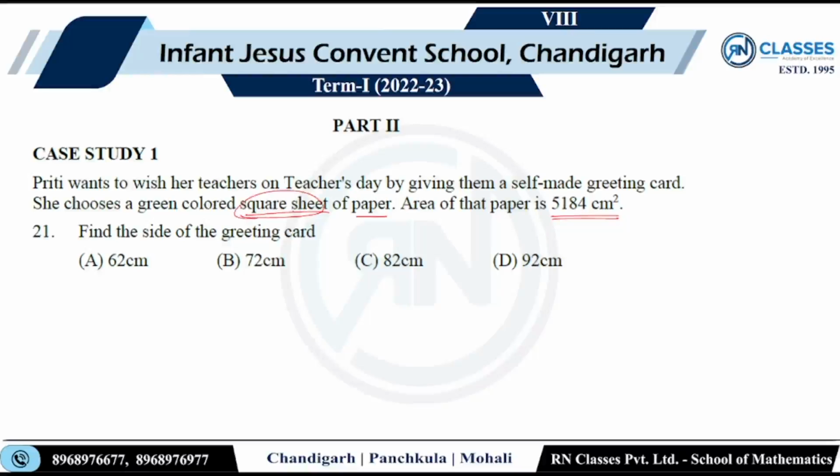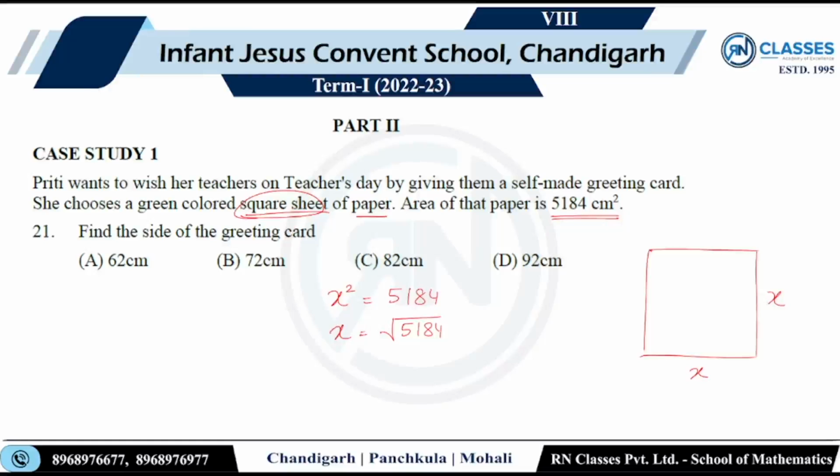It is a square sheet. Look, how is a square sheet? It is like this. Side x, both sides will be x. So what can I write for area? x square is equal to 5184. And you want to find x, means square root of 5184. Right? Square root of 5184, we already know it is 72.